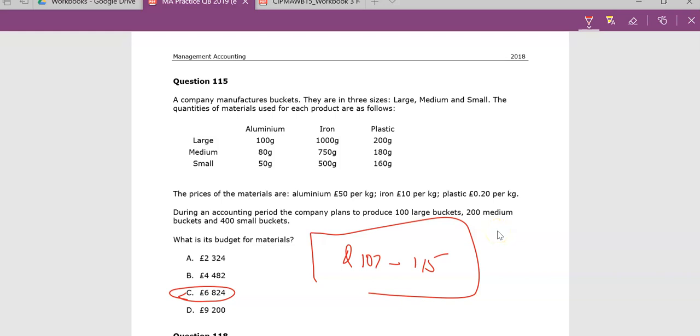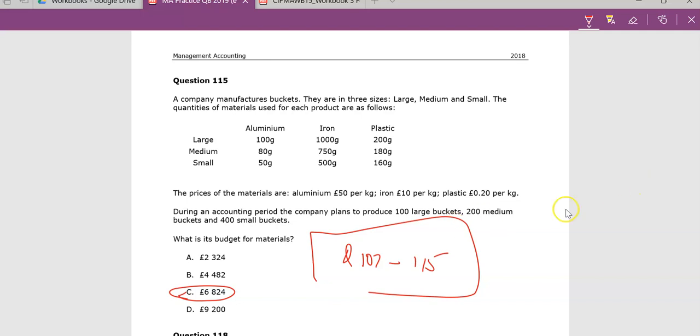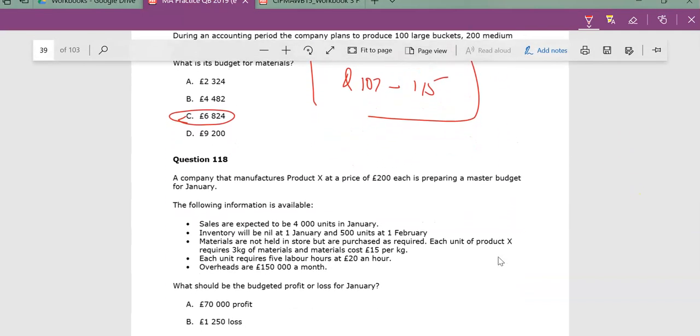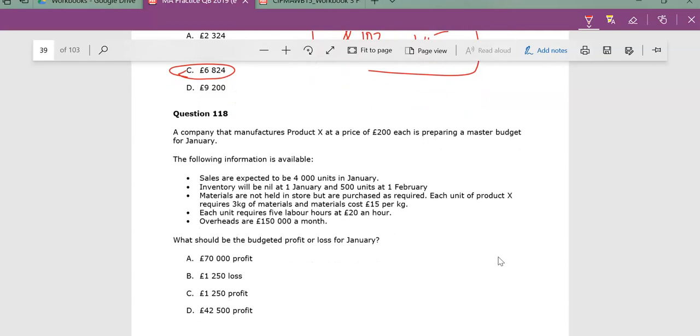Okay, great stuff. So let's carry on with questions 118 and 120. So we're doing 118 to 120. Well, there's only two of them. Okay, so what do we have here?